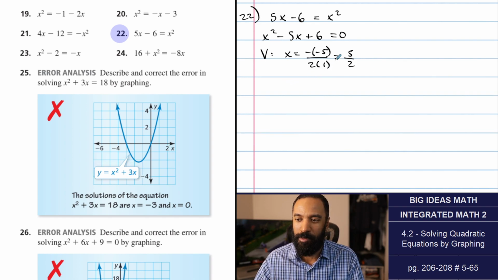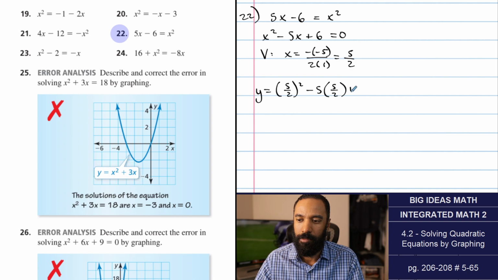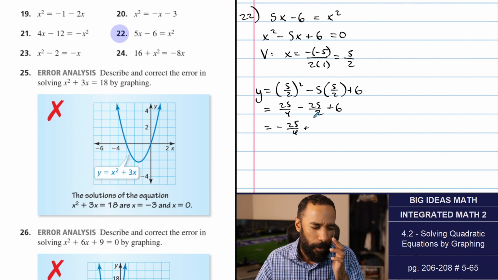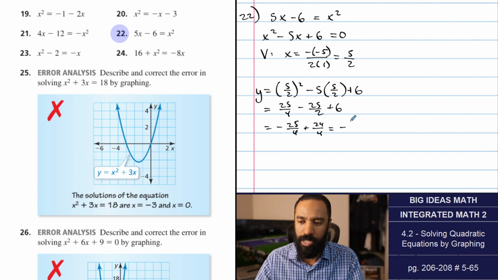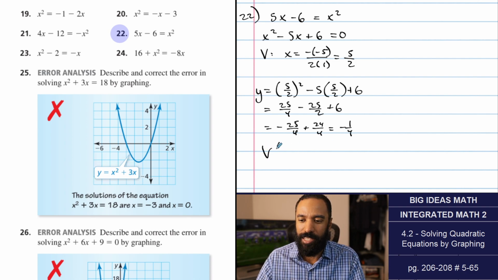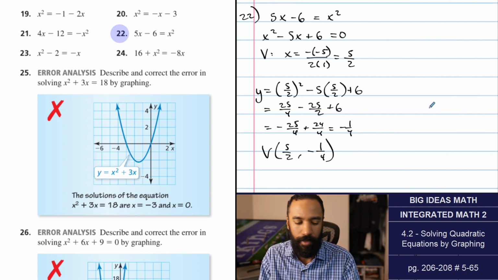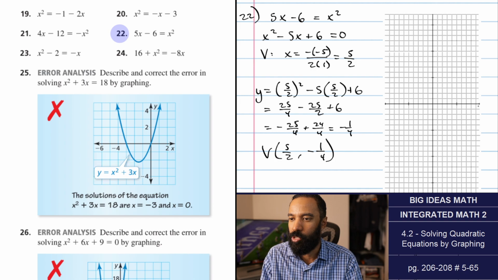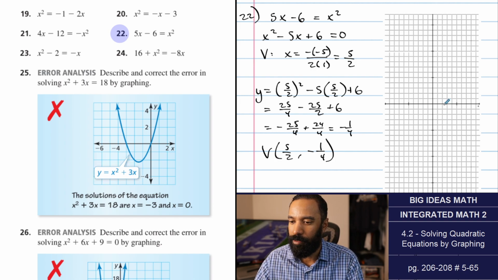I'll keep with the fractions. I'm going to be mean. That's 2.5. The y value for this is 5 halves squared minus 5 times 5 halves plus 6, which is 25 fourths minus 25 halves plus 6, which is negative 25 fourths plus 6. 6 is 24 fourths, which is negative 1 fourth. So your vertex is at 5 halves, comma, negative 1 fourth, like so. So 2.5, comma, negative 0.25, like that.